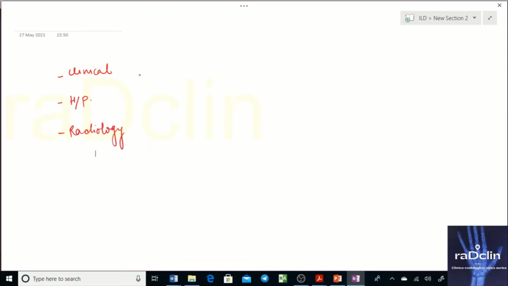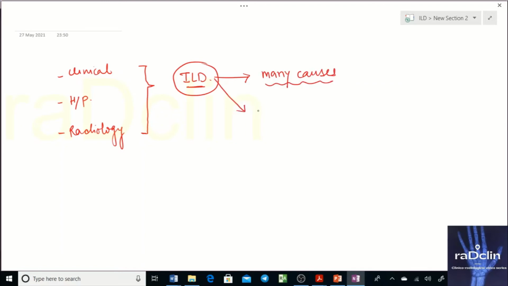These three aspects are dealt together whenever we discuss a concept of ILD. And so the ILDs, they can have many causes. I just wrote those causes. Among those, once you have ruled out these causes, you can still have ILD when you are not able to find a cause. Okay, so the cause becomes unknown.